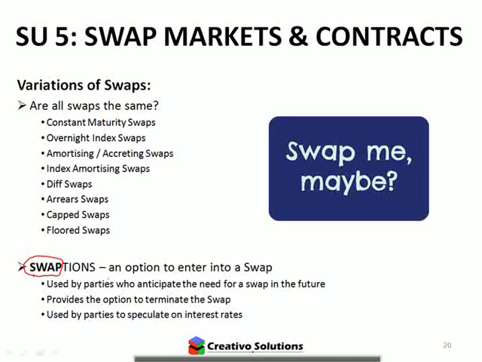So swaptions: an option to enter into a swap, used by parties who anticipate the need for a swap in the future. It also provides the option to terminate a swap. Do you need to exercise? No, you don't have to. Remember, options give you the right, but not the obligation. You could use the swaption as a way to terminate a swap agreement early. If you wanted to, like you said, end that particular arrangement, you could. And it's also used by parties to speculate on interest rates.